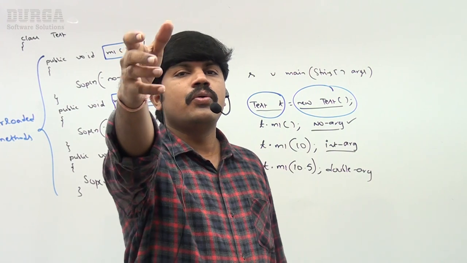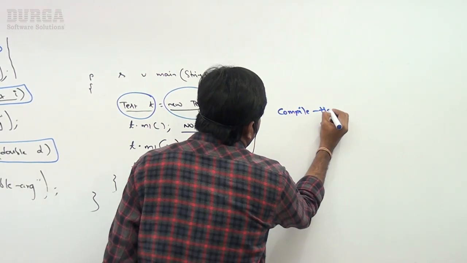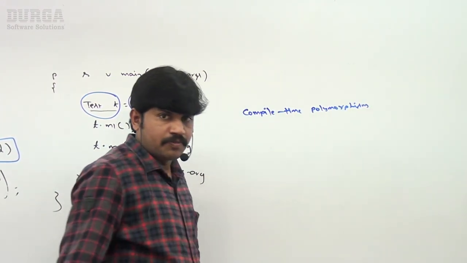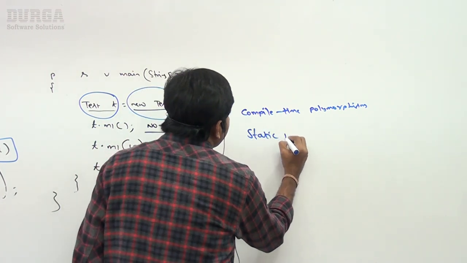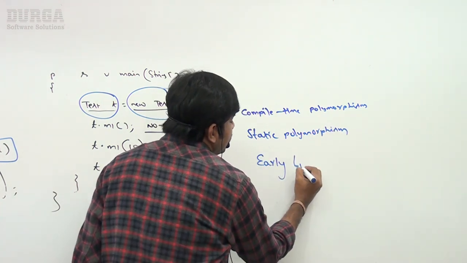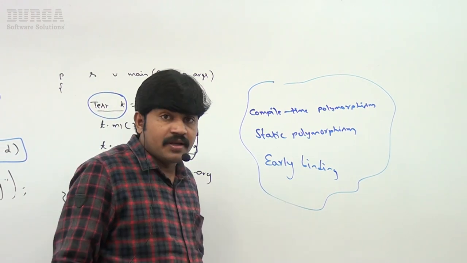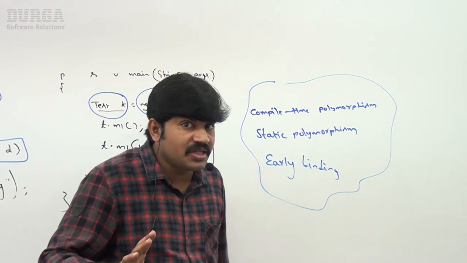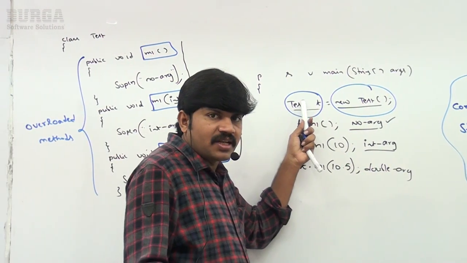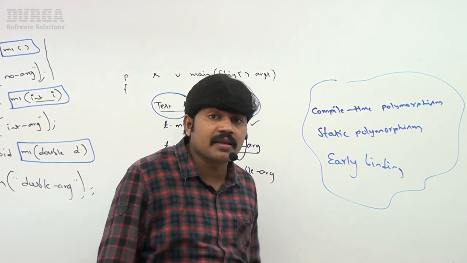That's why overloading is also known as compile time polymorphism, static polymorphism, or early binding. These are various other names for overloading. In overloading, method resolution is always taken care of by the compiler based on reference type. That's why overloading is also known as compile time polymorphism, static polymorphism, or early binding.